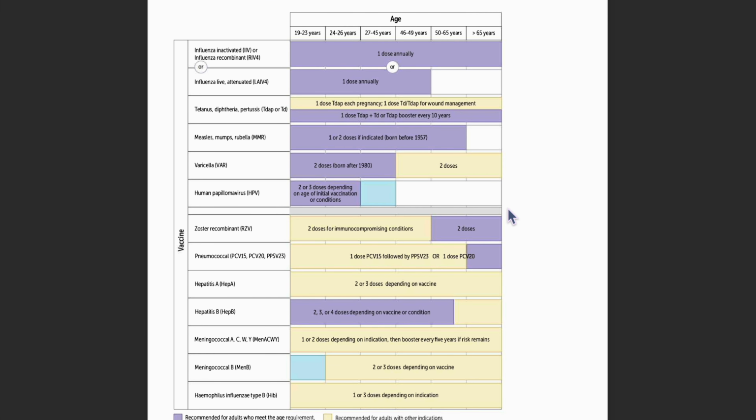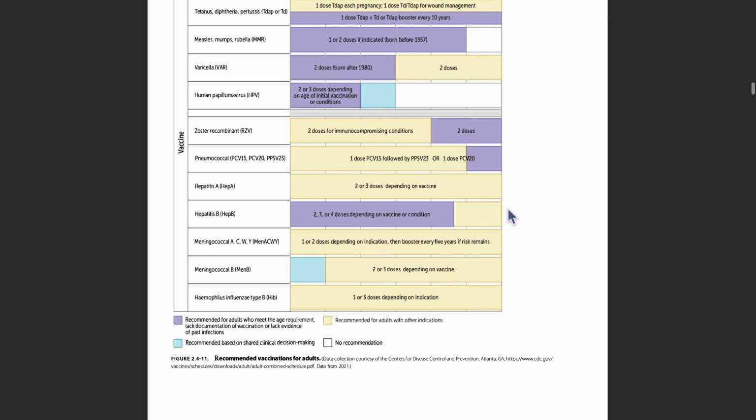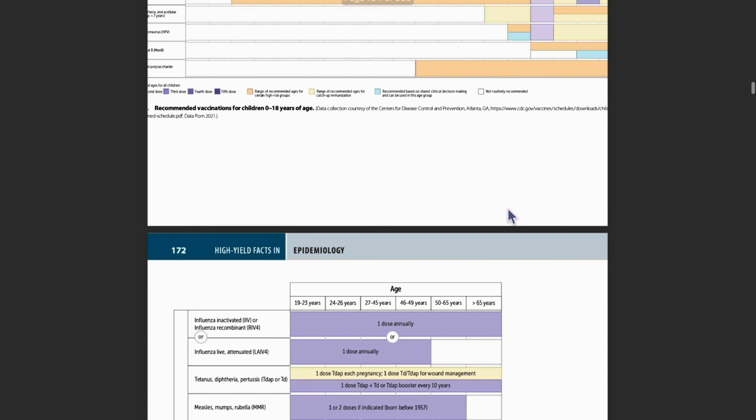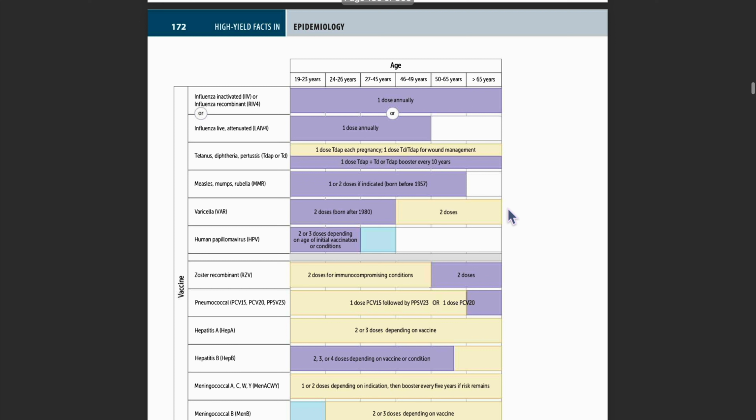So, continuing with the vaccinations. Here we have influenza inactivated or influenza recombinant. First dose annually after 19 years up to more than 65 years. Or you can take influenza live attenuated, one dose annually, up to 50 years old.